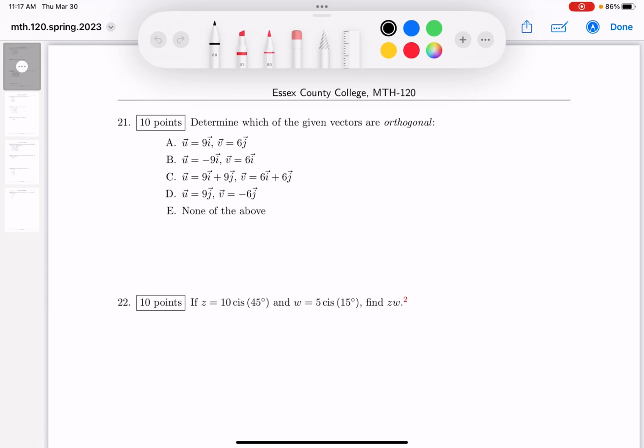Okay, for number 21, again, it's a multiple choice question. I don't think guessing is a good idea. You should know the word orthogonal means at right angles. If you just visualize these, that's fine.